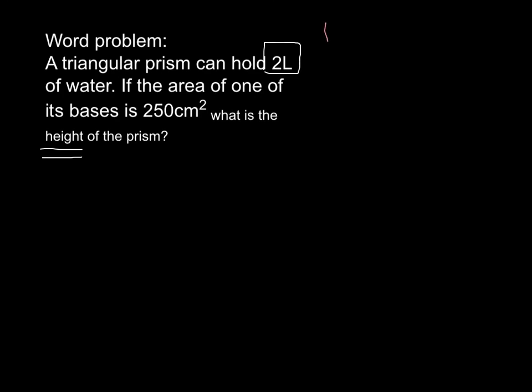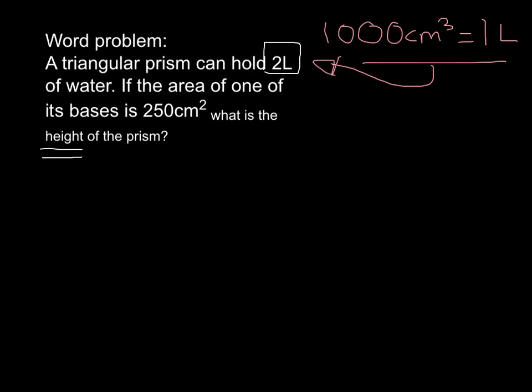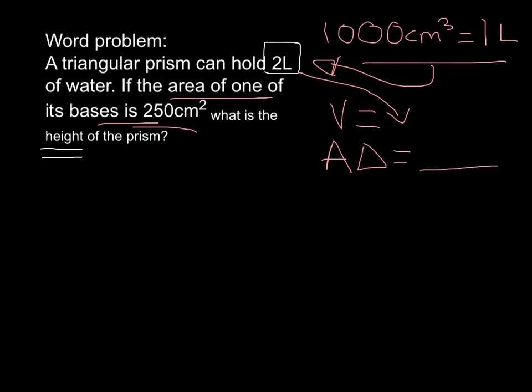This is the only hint that I'm going to give you. You know that 1,000 centimeters cubed equals 1 liter. So now use this to convert that number into centimeters cubed, and then you'll have your volume. You also are given the area of one of the bases, so you're given the area of your triangle. The only thing you were not given is your length, and that's your question mark.